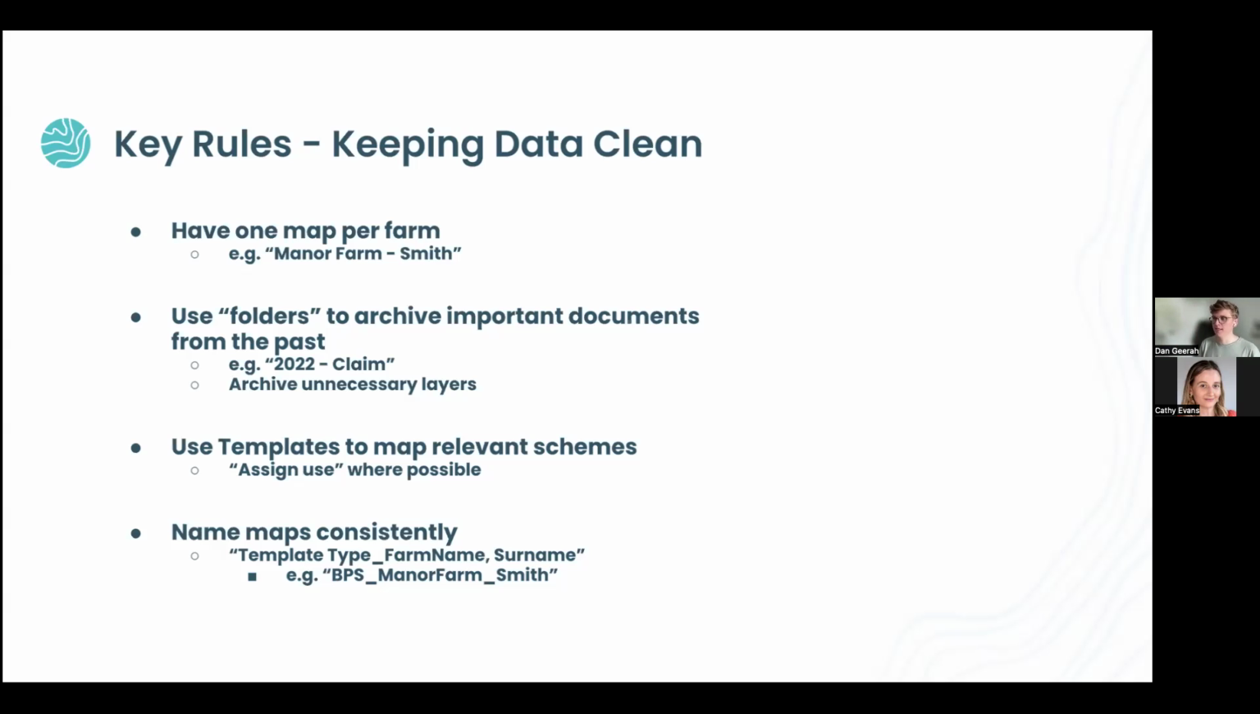And the final one is around consistency of your naming convention. So when you're creating data, coming up with a structure for how those maps are named and how those plans are named will just mean it's a lot easier in the longer term to find data that you previously created. We still see a lot of people with maps that are called new map 1 and plans that are just called BPS or just called stewardship. And by labeling them following this structure, template type, farm name, surname, for example, allows you to have a consistent way of filing away that data.